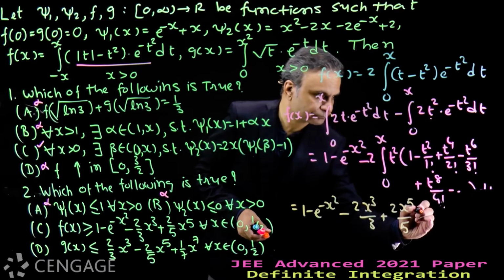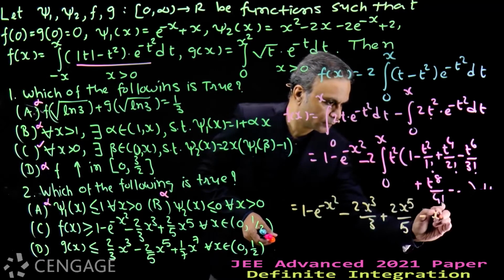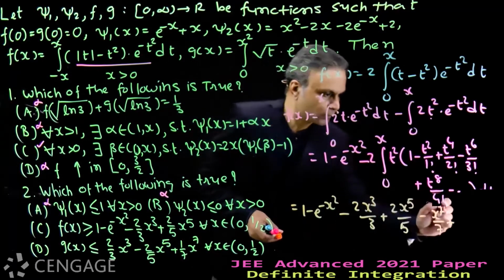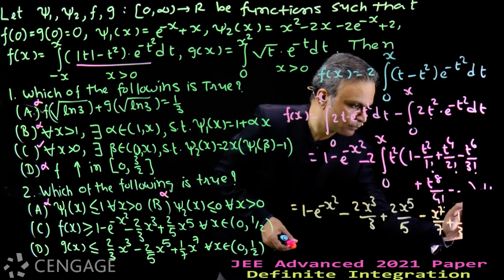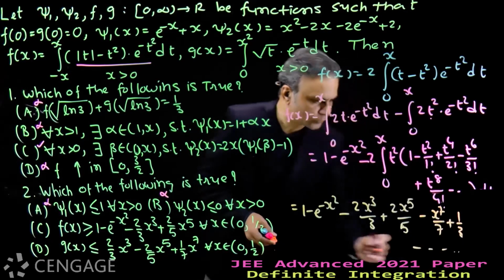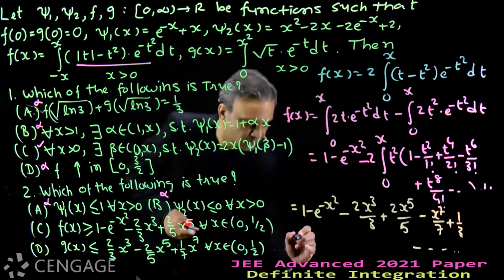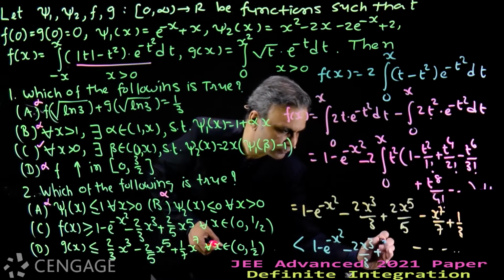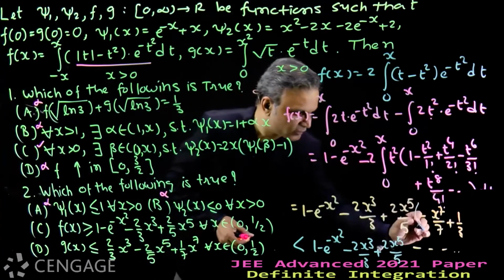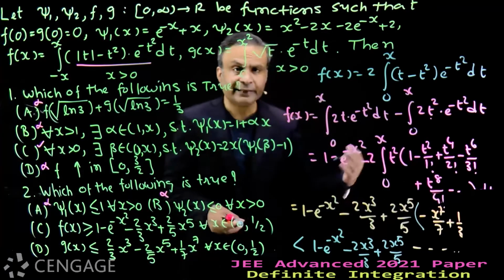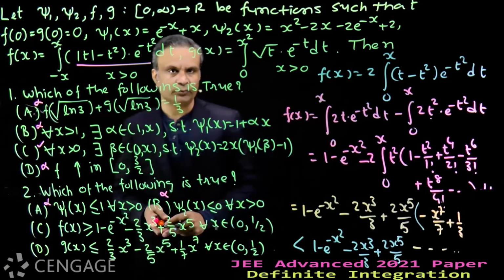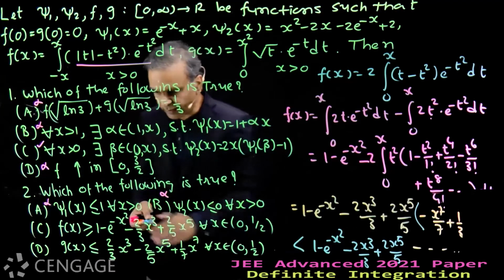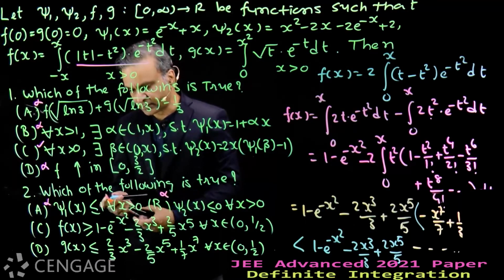Then we will have minus x power 7 over 7 plus 1 upon 3 into x power 9 over 9 and so on. And definitely this will be less than 1 minus e power minus x square minus 2x cube over 3 plus 2x power 5 over 5, because the expression from this term onwards will be greater than 0 for x belongs to 0 to 1 upon 2. You can check, this expression will be positive. So we are getting f(x) less than this, but here f(x) is greater than or equal to this. So definitely this option is false.